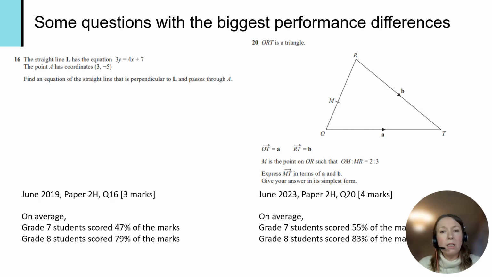On screen, a couple of examples, really handy just to see the types of questions where we do see those big performance differences. On the left-hand side, we've got an example of the kind of coordinate geometry question that I'm talking about. And then on the right, we've got a vectors question. You can see the performance differences there, with grade 8 students performing much more successfully on that vectors question than their grade 7 counterparts.